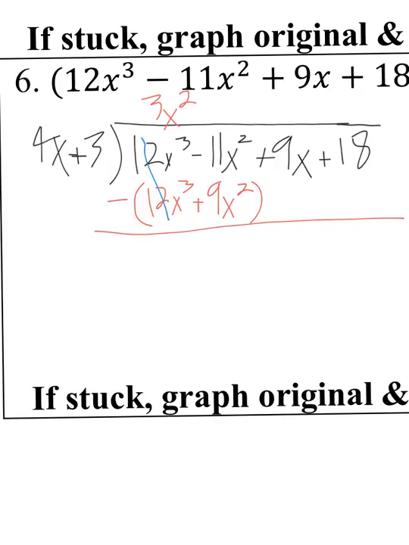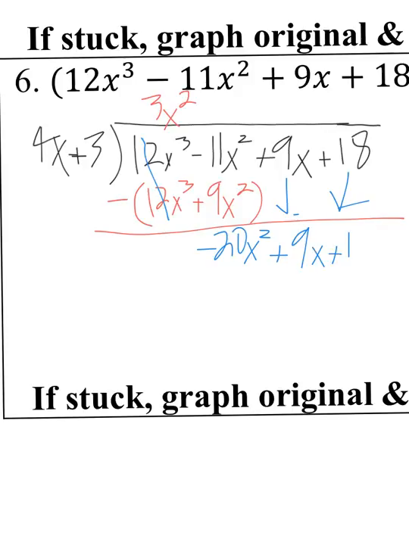So these cancel out, but then I'm doing negative 11 minus positive 9. So I have two negatives. Negative 11 minus 9 is negative 20. So now I have negative 20x squared. And then if you want, bring down the rest, 9x plus 18.